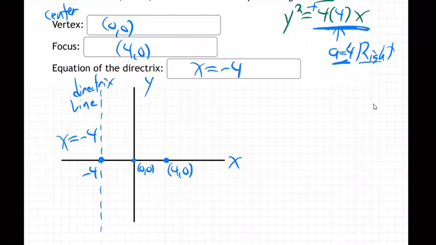So the equation of it, remember, we need an equation, not a point. The directrix line is not a point, it's a line. So you need the equation of a line. And it goes through the x-axis at -4. So it's x equals -4.